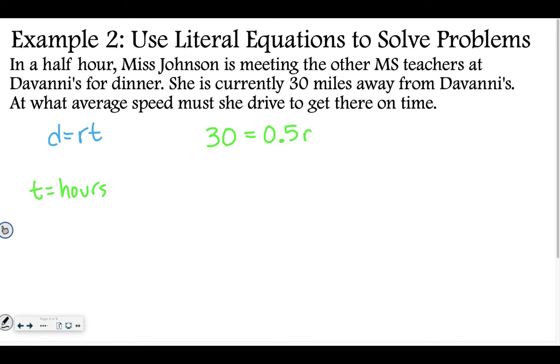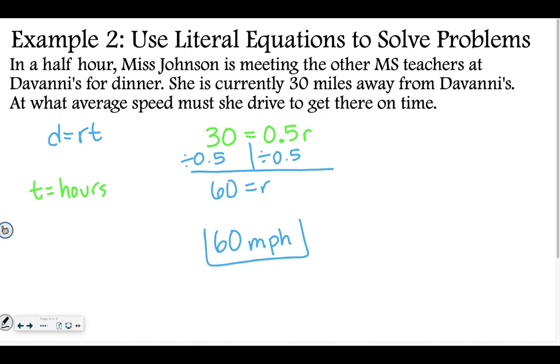All right. So now to get R by itself, I'm going to divide both sides by 1/2, and I get 60 equals R. So that means I need to be averaging 60 miles per hour in order to make it to Devani's on time.